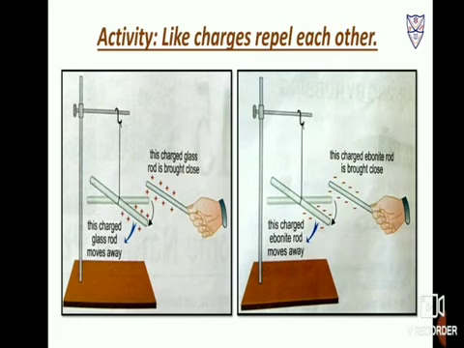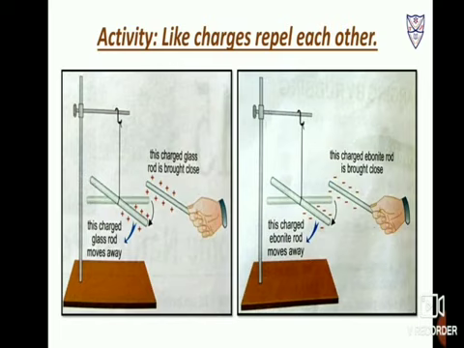Now see the second image. In this, what rod are we going to use? Ebonite rod. Now rub an ebonite rod with fur and hang it with a silk thread to a stand. You can see in the image how it has been done. Now rub another ebonite rod with fur and bring it nearer to the suspended charged ebonite rod.